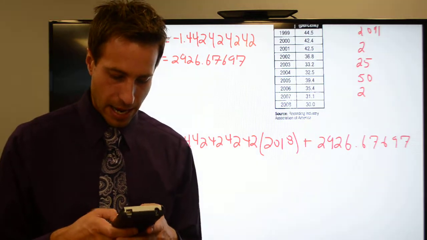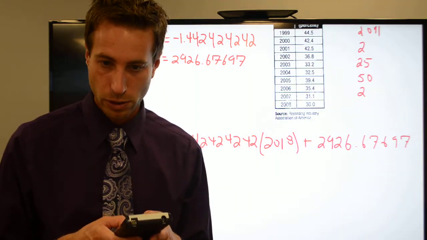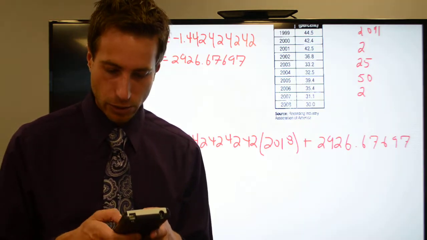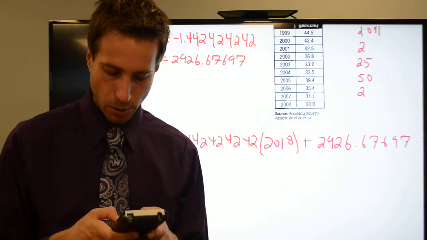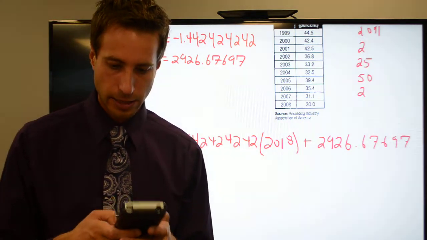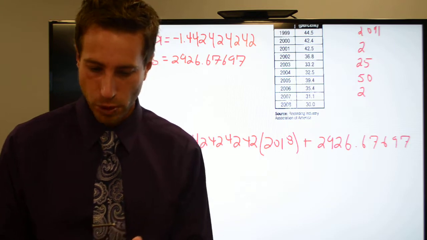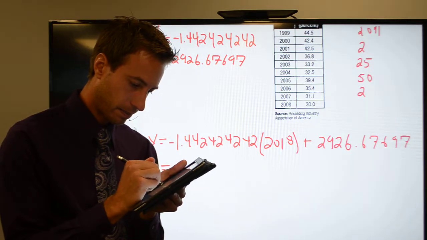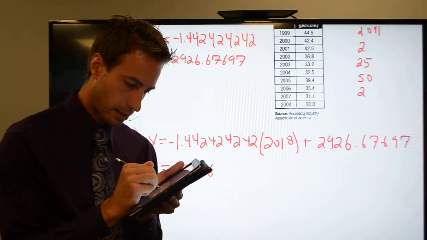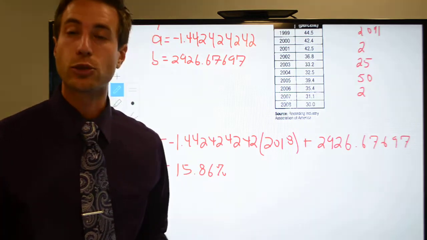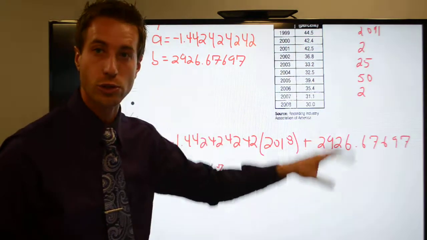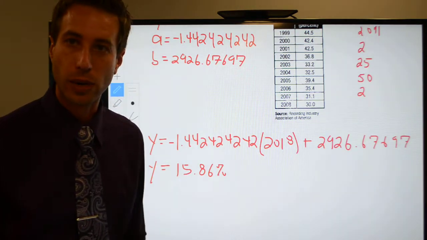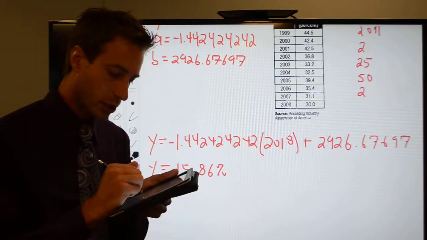It is going to be negative 1.4424244242 times 2018, and then I'm going to add to that 2926.67697, and I come up with 15.86%. So in the year 2018, we're predicting that for this particular store, the sales of compact discs will be down to 15.86%. Do I think it's a good prediction?